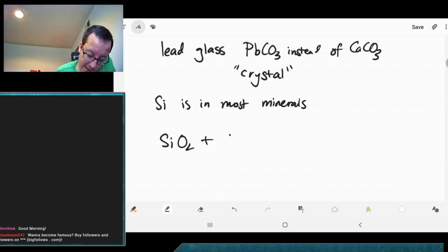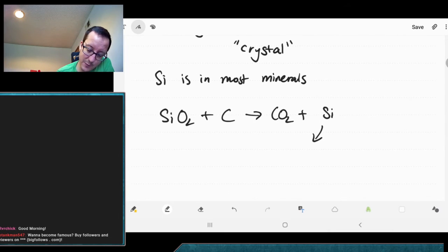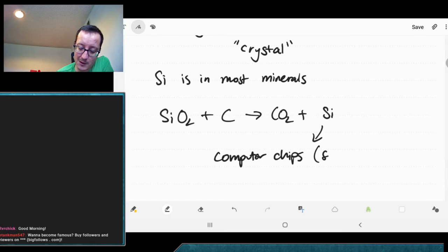If you take silicon and react it with carbon to do a kind of single replacement reaction here. This silicon can be used for computer chips. That's its main function. It's a semiconductor. So we can change its conductivity pretty easily by doping it and doing all these other things. We talked about those last semester.